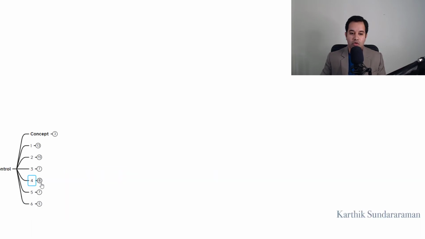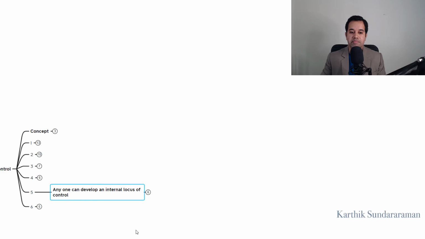All right, this is the fourth point. The fifth one being, you have to understand that anyone can develop an intrinsic locus of control. Having an extrinsic locus of control is actually very easy. You can always blame circumstances or other people for the kind of situation you're in. But developing the internal locus of control is doable.